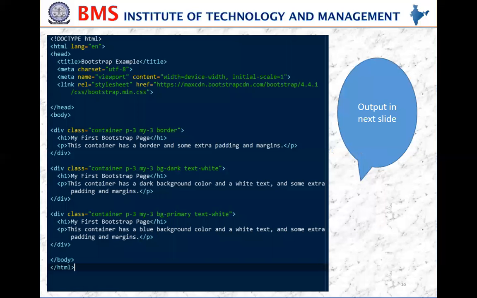This is an example for the previous borders that I'm showcasing here. So I want to have my container with p-3 and border, say 3. Similarly, I want my background as dark and text as white. You can see the output in the next screen.